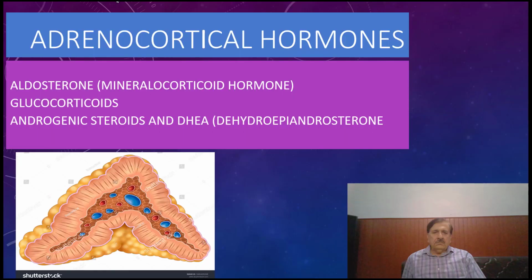Bismillahirrahmanirrahim. Today I am going to discuss adrenocortical hormones, which are aldosterone, also called mineralocorticoid hormone, glucocorticoid, and androgen. Glucocorticoid is also called cortisol, and androgen includes steroids and DHEA, dehydroepiandrosterone. So today we will discuss the adrenal medulla and its hormones.